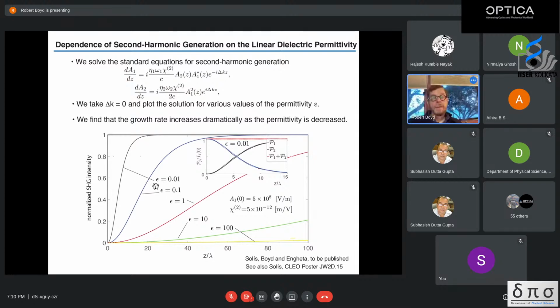So the summary is that one of the reasons why epsilon near 0 gives a large nonlinear response is just from the form of the coupled amplitude equations.